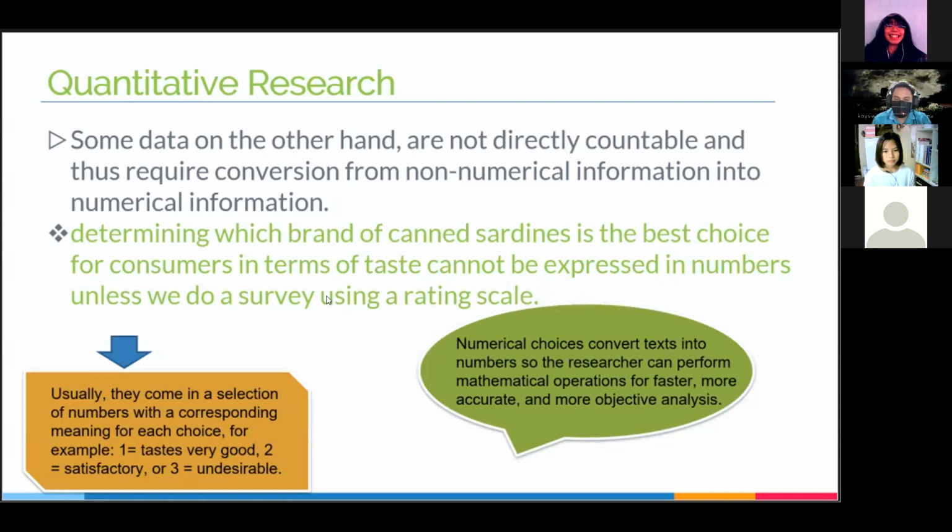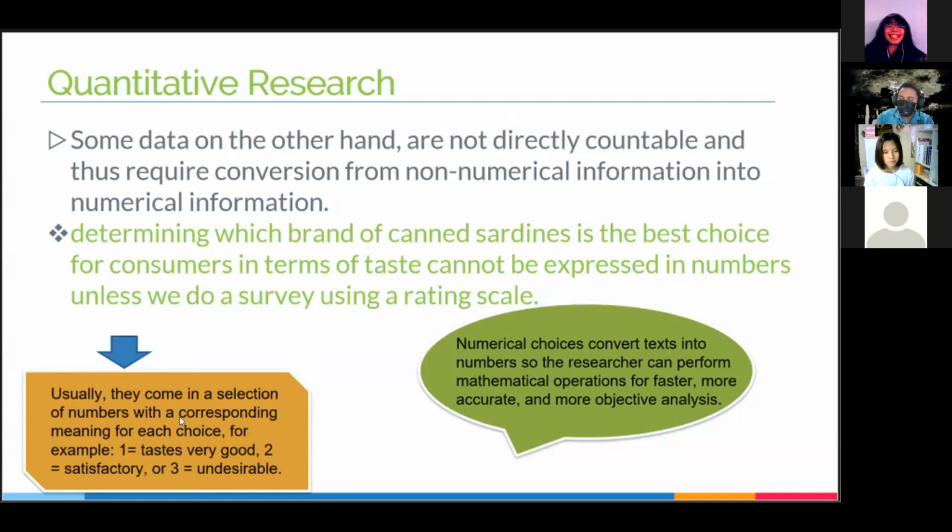With that, gumagamit tayo ng rating scale. Okay? So usually they come in a selection of numbers with a corresponding meaning for each choice. Now, for example, 1 is taste very good. Okay, so nirepresent yung number 1, taste very good. Number 2, satisfactory. Number 3 is undesirable. Okay, so ang tinatawag dito is 3-point Likert scale. Okay, Likert scale ang tawag sa ganito.